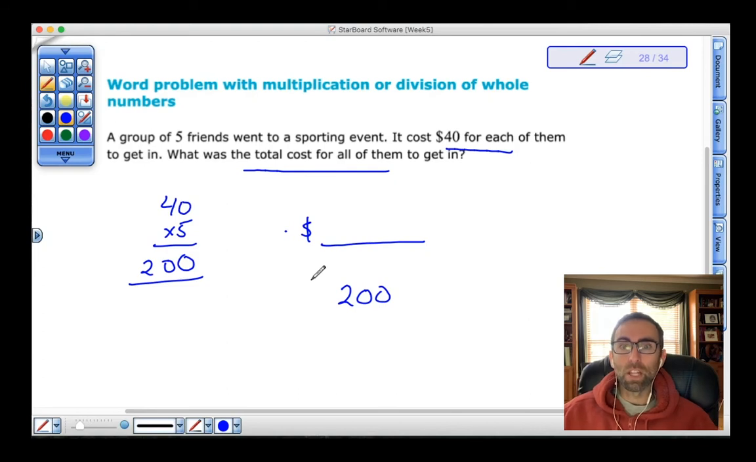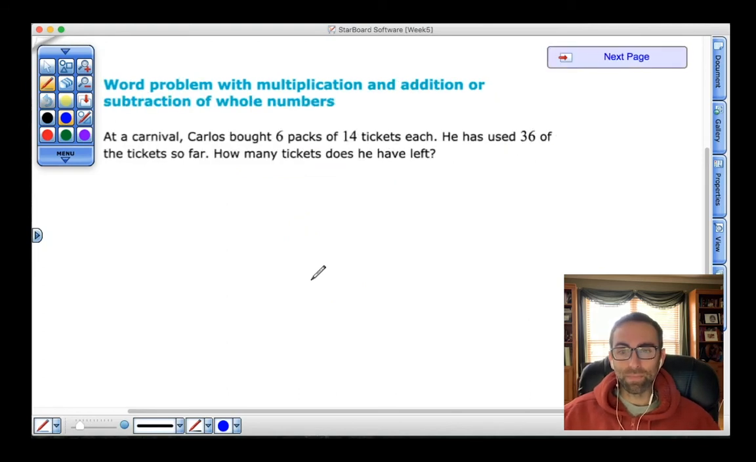All right, let's go into the next type of example here. These types of problems are working with both the addition and subtraction and the multiplication and division. So let's read through the first problem here. At a carnival, Carlos bought 6 packs of 14 tickets each. He has used 36 of the tickets so far. How many tickets does he have left?